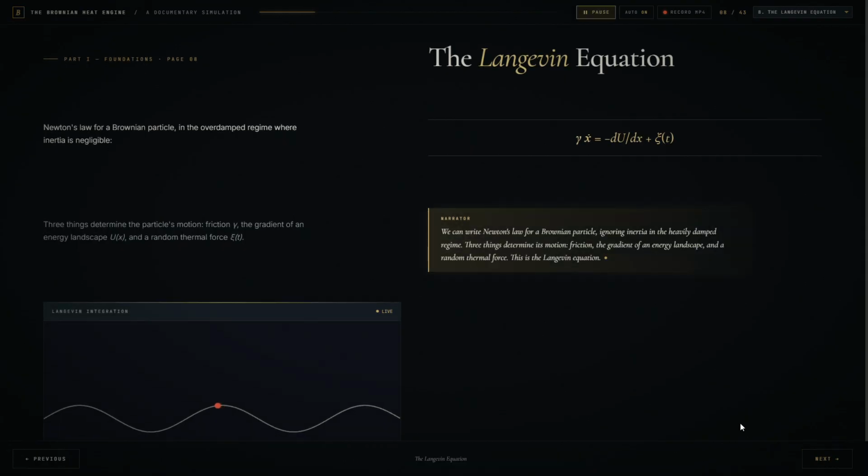We can write Newton's law for a Brownian particle, ignoring inertia in the heavily damped regime. Three things determine its motion: friction, the gradient of an energy landscape, and a random thermal force. This is the Langevin equation.